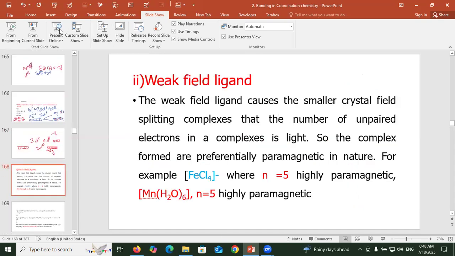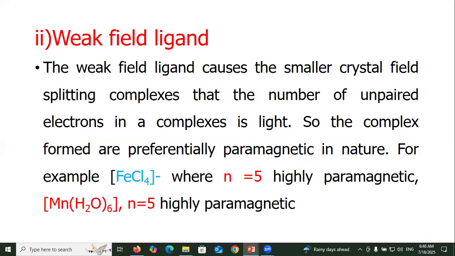Weak field ligand. The weak field ligand causes smaller crystal field splitting, so the number of unpaired electrons in the complex is high, and the complexes formed are preferentially paramagnetic in nature. For the complex ferrous tetrachloride, n equal to 5, highly paramagnetic. Hexaaqua manganese, highly paramagnetic.